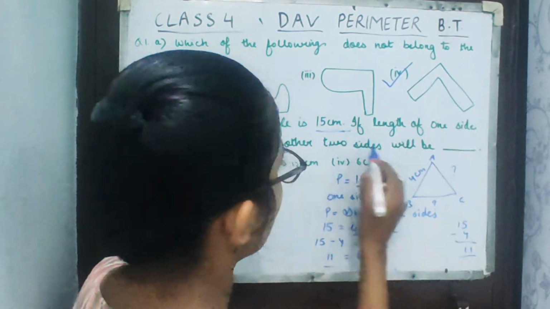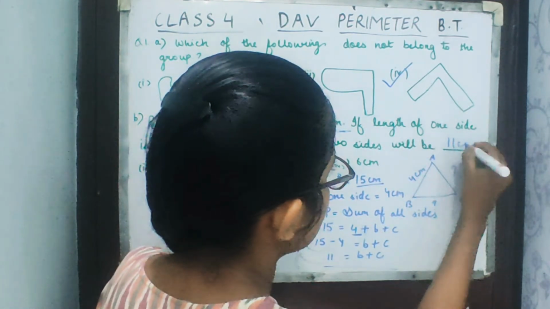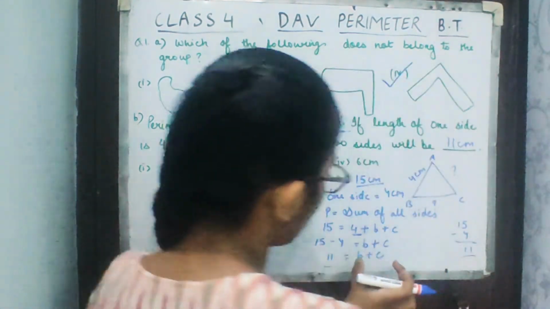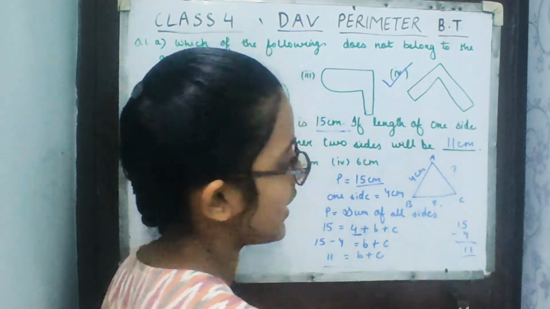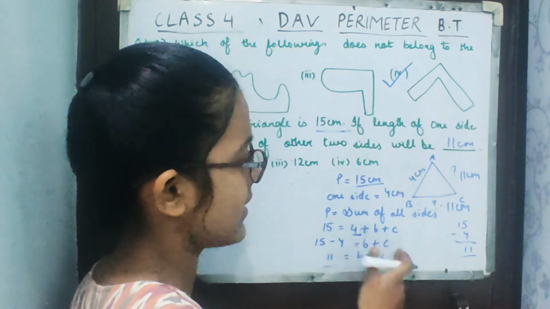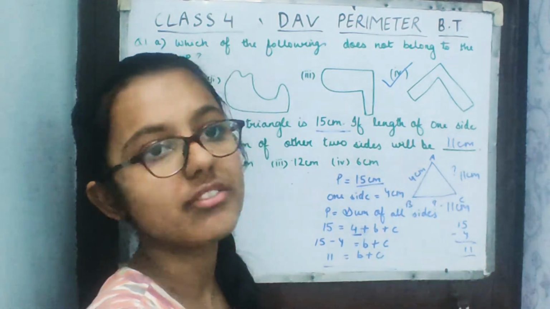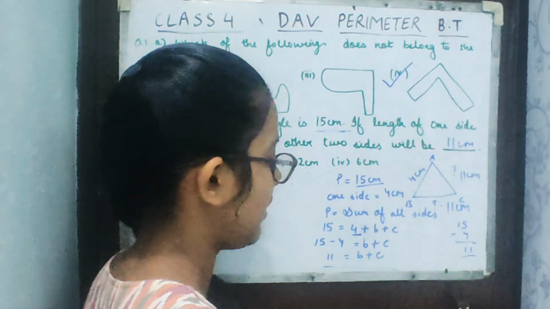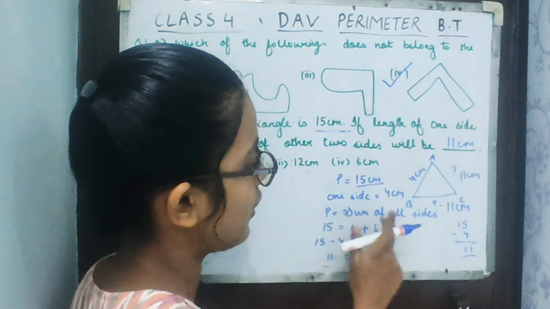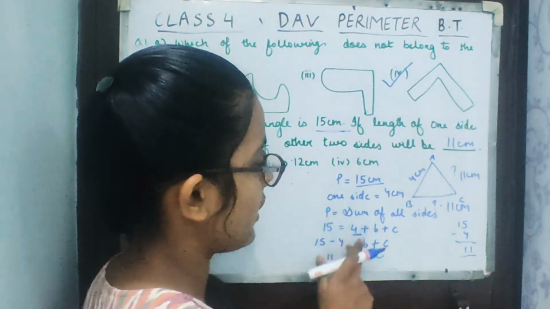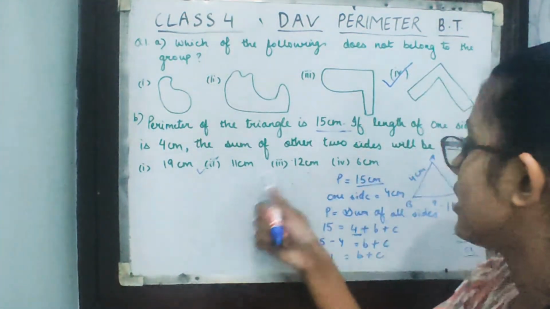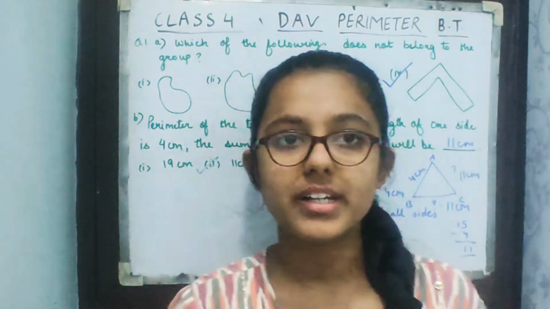So the correct answer is, the other two sides will be 11 centimeter. That is our second option. Here I have taken B plus C, that means B and C sides together are 11 centimeter. If you have written X, Y, that means the other two sides X and Y are 11 centimeter. You can name them with any letter, or you can just keep 1, 2, 3 sides, like 1 plus 2 plus 3. That means the first side you have written as 4 and the second and third sides you are finding. So you can write any letter representing the second and third side. We have completed our B question.